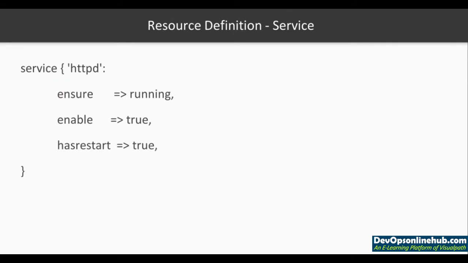The final resource that we have described here is the service resource. We have asked Puppet to make sure that the HTTPD service is running and it is enabled to start automatically at boot time. We have also specified that a restart action can be performed on the service, without which Puppet will do a stop and then start when a restart needs to be done on the service.